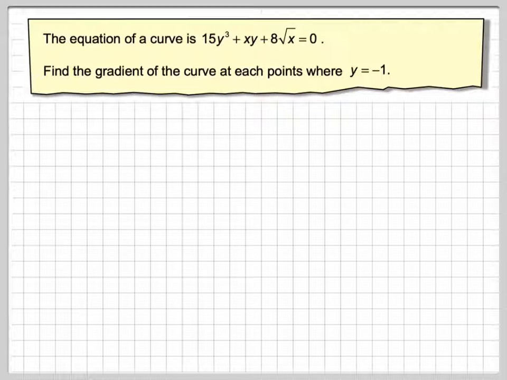This is a more difficult implicit differentiation question. So it says the equation of the curve is 15y cubed plus xy plus 8 root x is equal to 0. Find the gradient of the curve at each point where y is equal to minus 1.